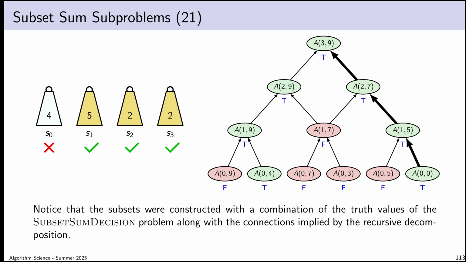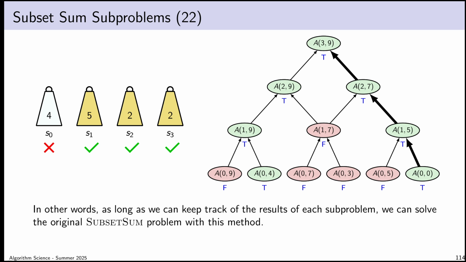And so notice that I was able to construct my subsets only with the results of the subset sum decision problem. I did need the results of the decision problem for every subproblem to do that, but I was able to just use that and to look at the relationships between subproblems as a way of constructing my subset. I did not have to design a separate algorithm just to compute the subset itself. And so what this is telling us, of course, is that as long as I can keep track of the results of each subproblem, and I'm saying this to remind us that we have to actually design an algorithm at some point here, I can solve my original subset sum problem just using all of this information here.